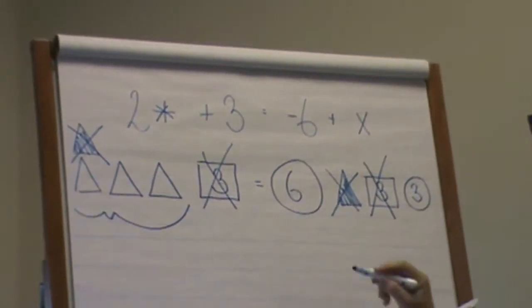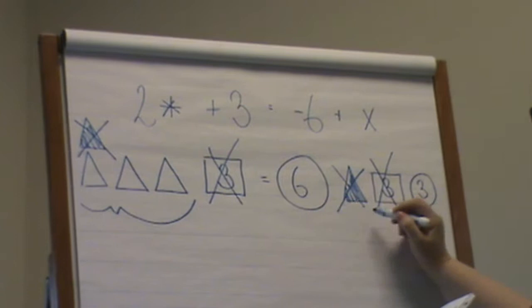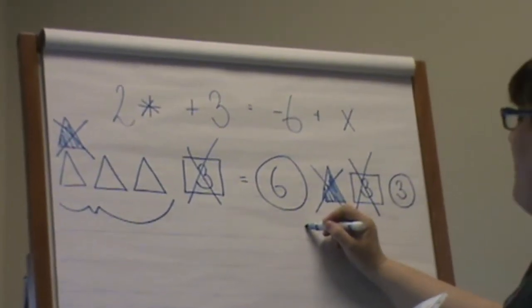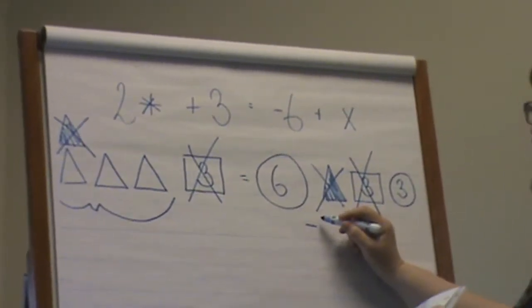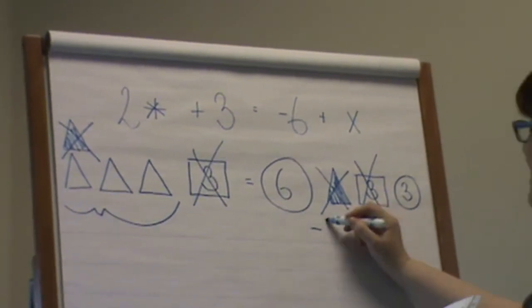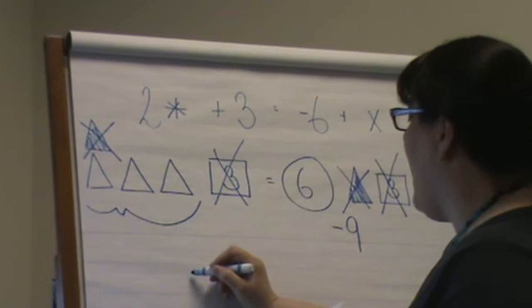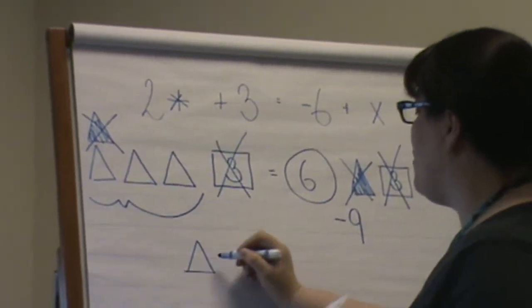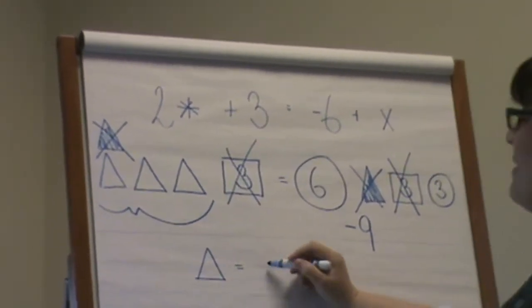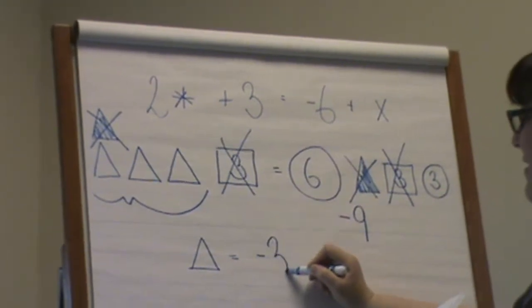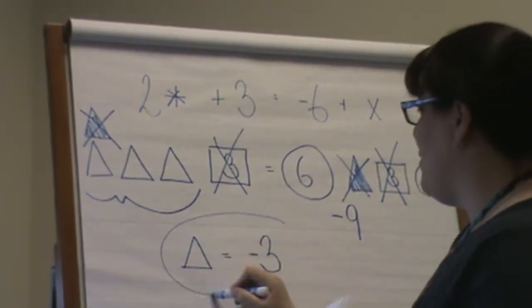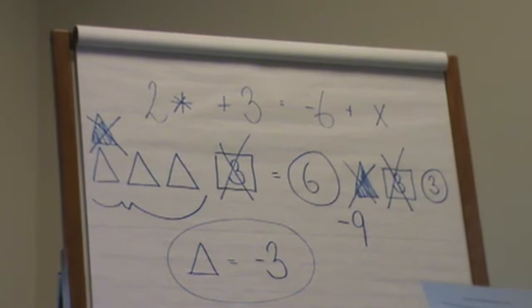That leaves me with 3 stars equals a -6 and a -3, which equals what? -6 and a -3 equals -9. So 3 stars equals -9. What would star equal? -3. And that's how you solve that problem with an illustration.